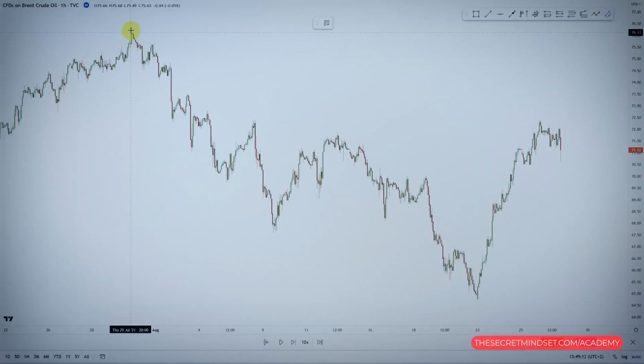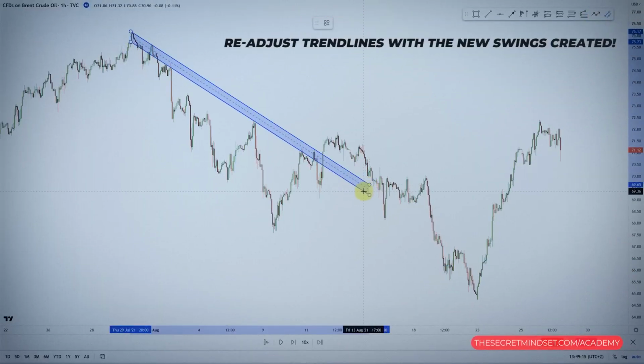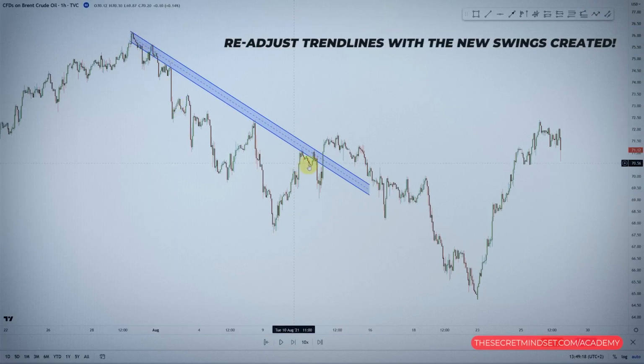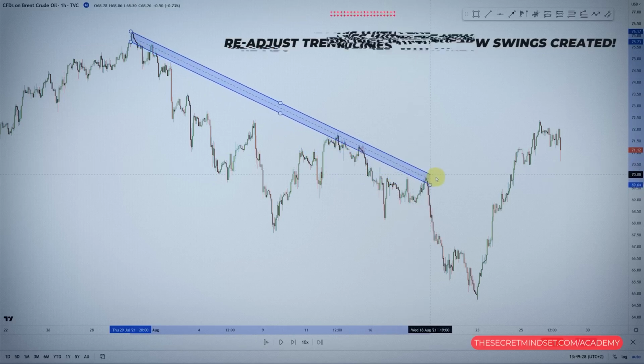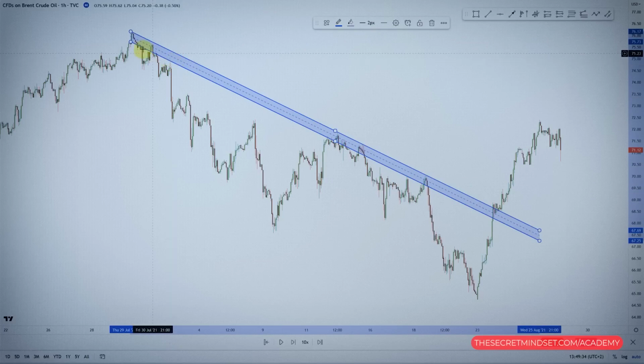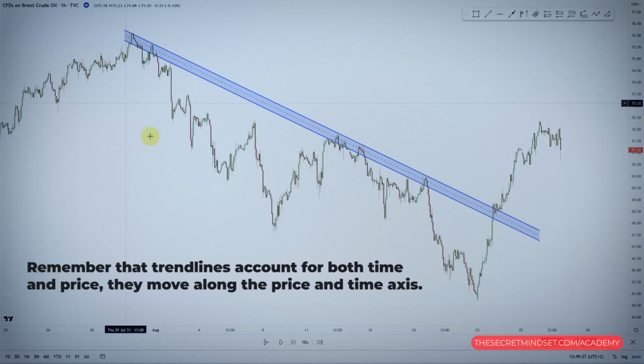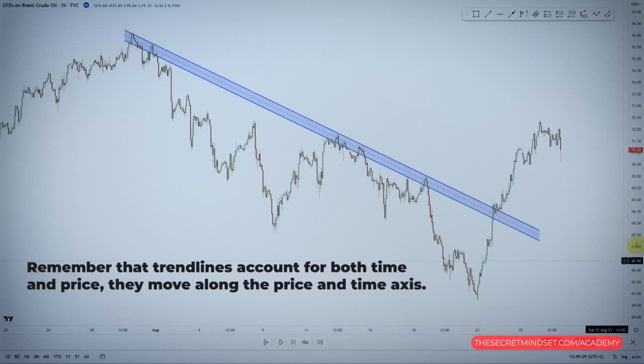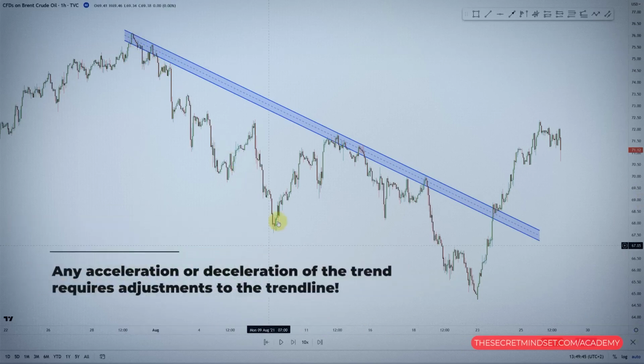And here's another tip: after a trendline breakout, the chances are high that the area will get tested after a pullback. Depending on market conditions, the test can be followed by the trend continuing in the initial direction, in which case you must readjust the trend line with the new swings created. Prices don't usually move in a uniform fashion, and since trend lines account for both time and price, they move along the price and time axis. This means that any acceleration or deceleration of the trend requires adjustments to the trend line.